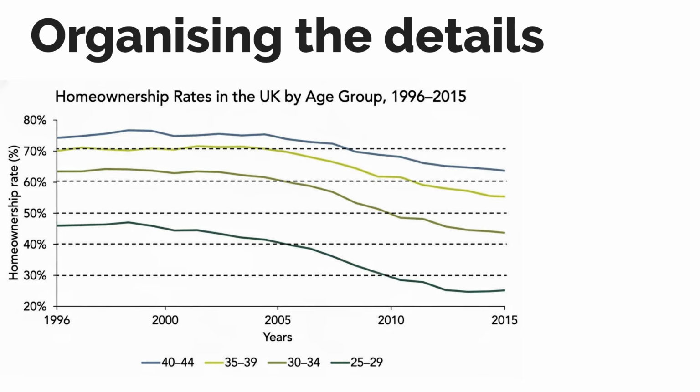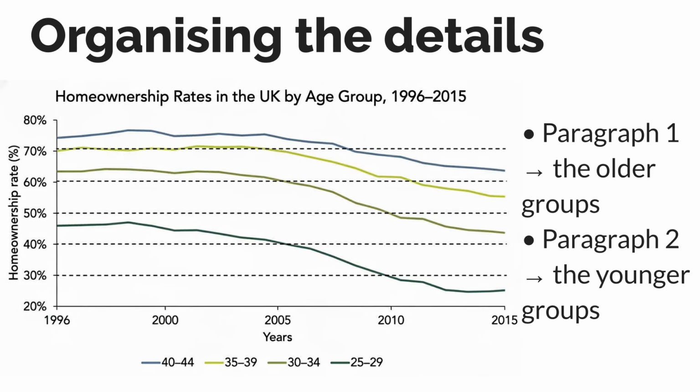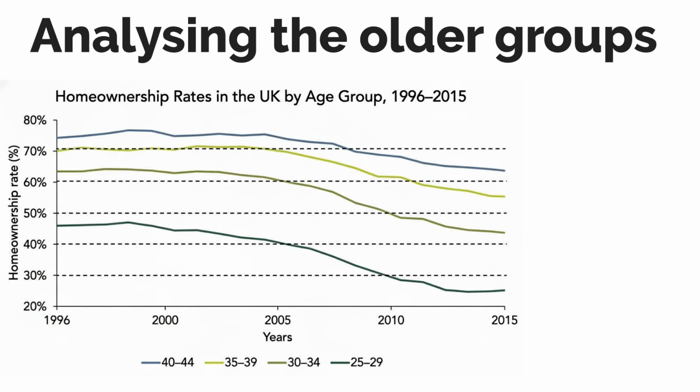So, we'll organize our response like this. Paragraph 1 covers the older age groups, while paragraph 2 looks at the younger ones. This structure keeps your writing logical, clear, and easy for the examiner to follow. Let's talk through the details for the first body paragraph. We'll start with the two older age groups, 35 to 39 and 40 to 44, because they follow very similar patterns and are easier to describe together.